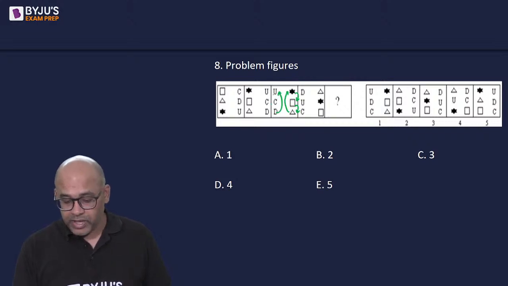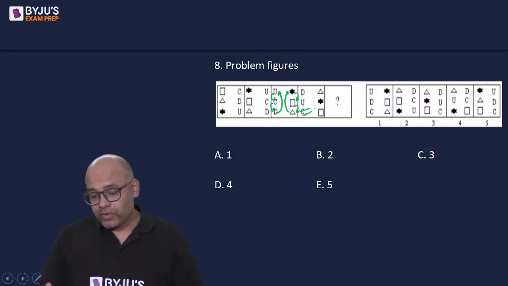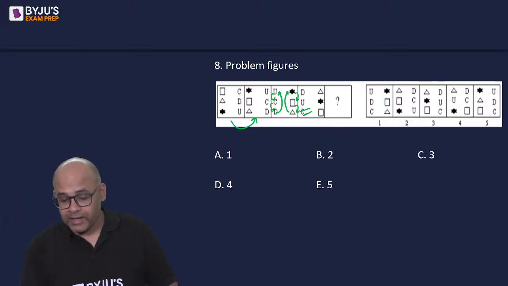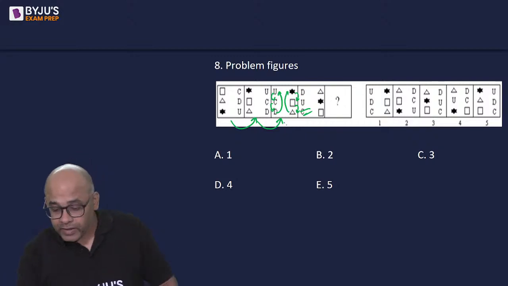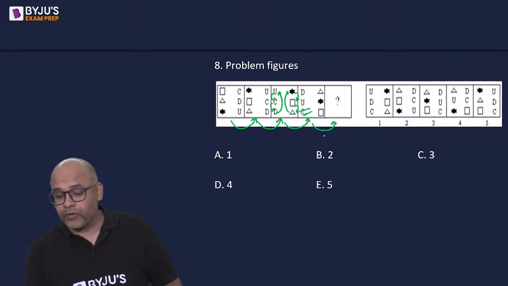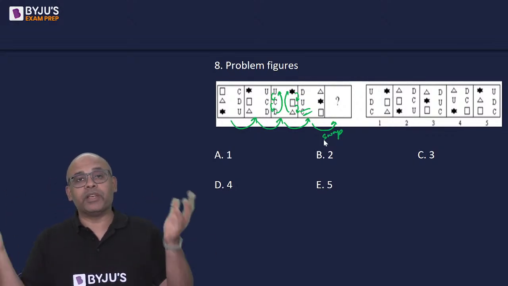D has been pushed up, U has been brought to C, and C has been brought to D. That's how we got this. Now remember, first to second, it is cyclical. Second to third movement is swapping. Third to fourth is again cyclical. So fourth to fifth should be swap. So it is alternately cyclical and swapping.